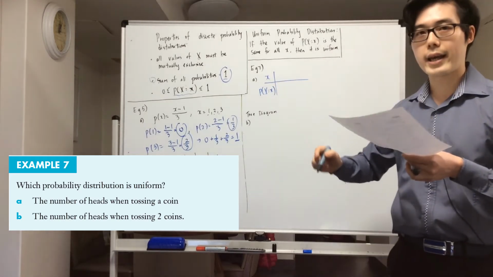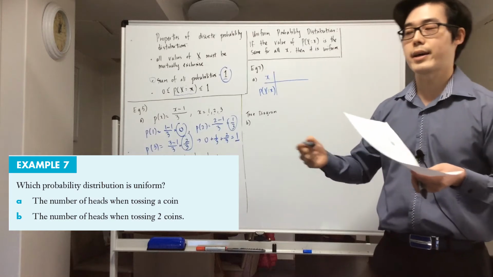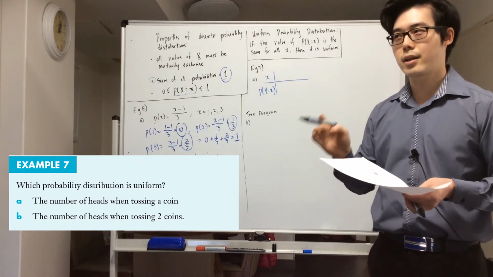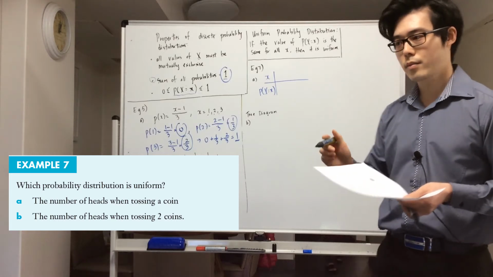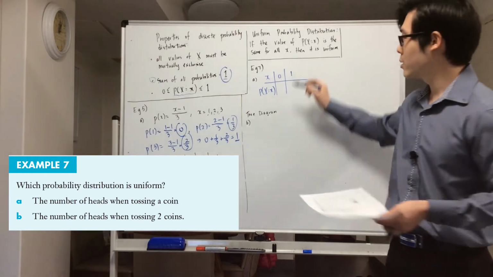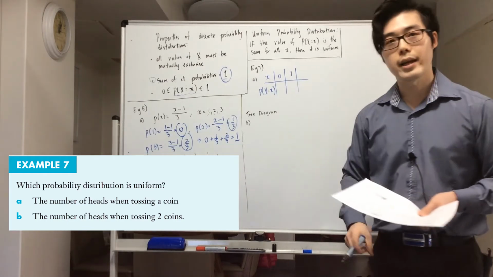When you toss a coin, you can obviously get heads or tails, but we're just focusing on heads here. How many heads can you get when you toss a coin? It's not just 1. You can also get 0 heads, correct? So these are the values that go in x.